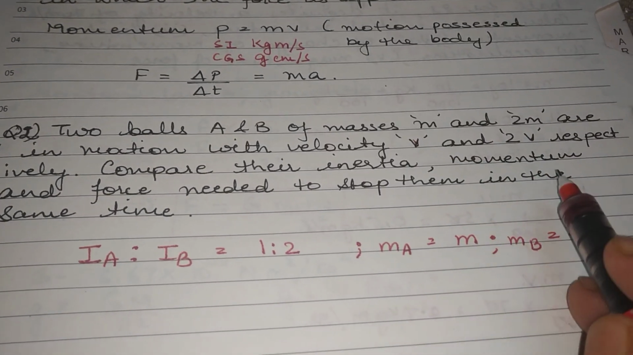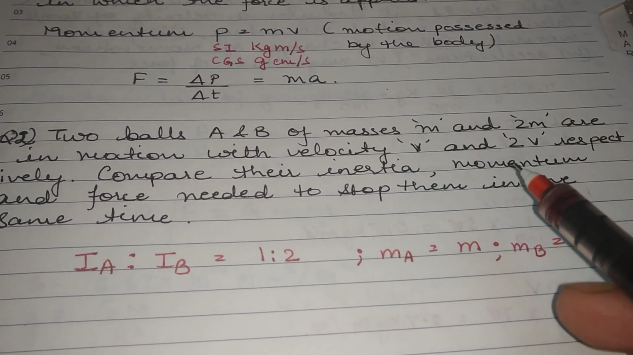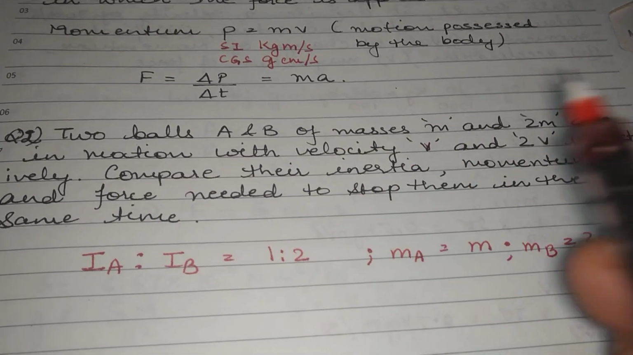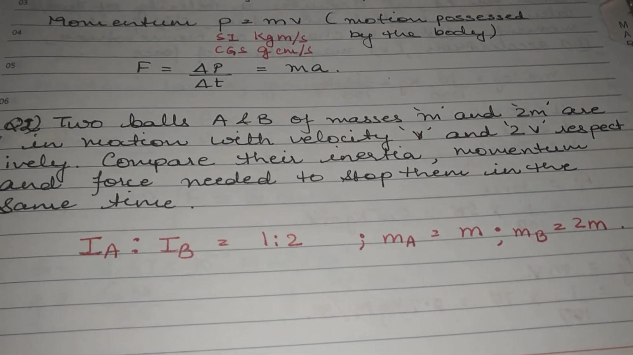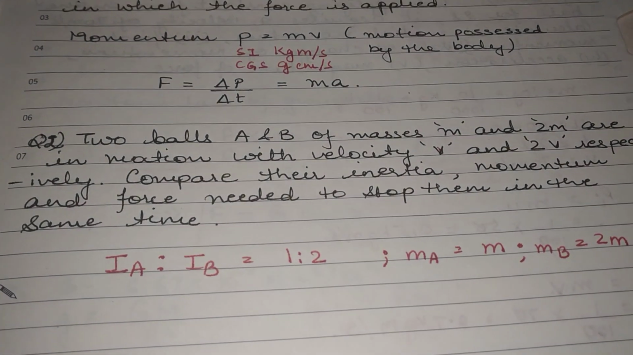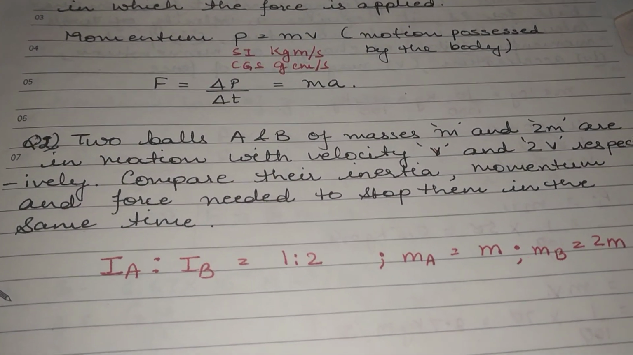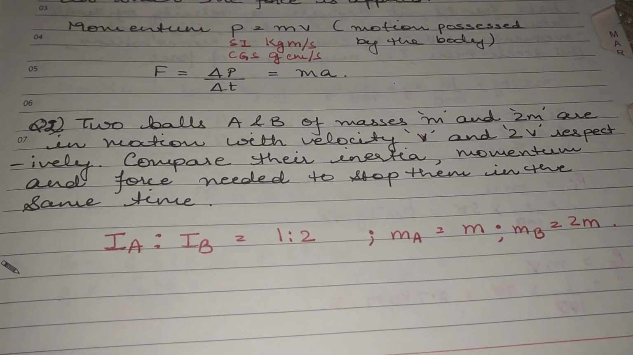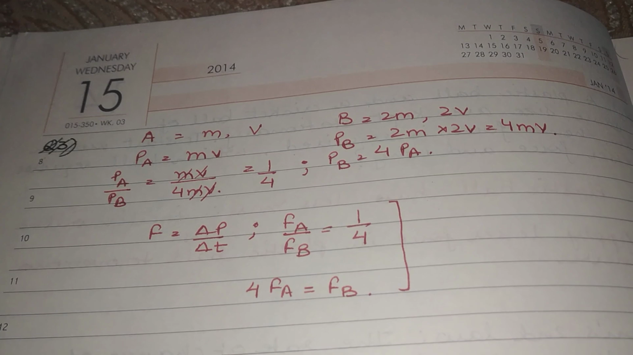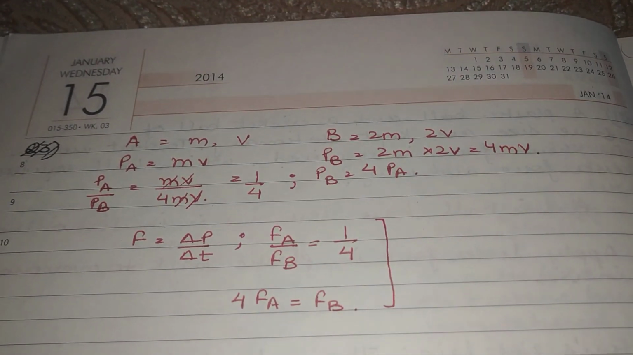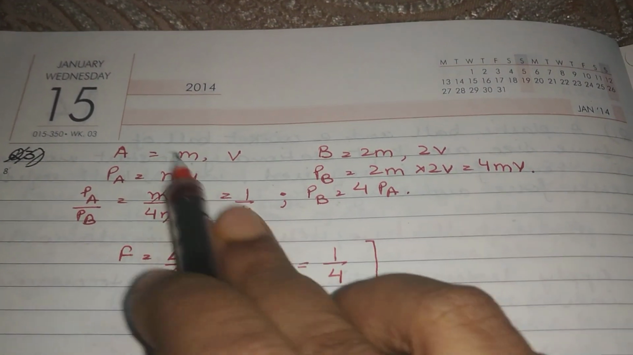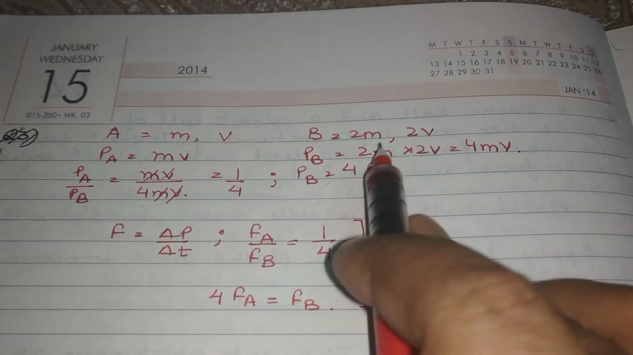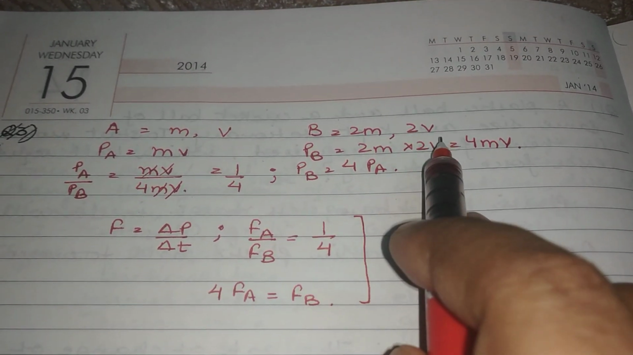Now next part is momentum. The bodies have momentum, both the bodies. Why? Because they are in motion. That is why they possess momentum. So we have to compare which body has greater momentum than the other. So what we will do, we'll take the ratio again. So children, A has mass m and velocity v, while B has mass 2m and velocity 2v.